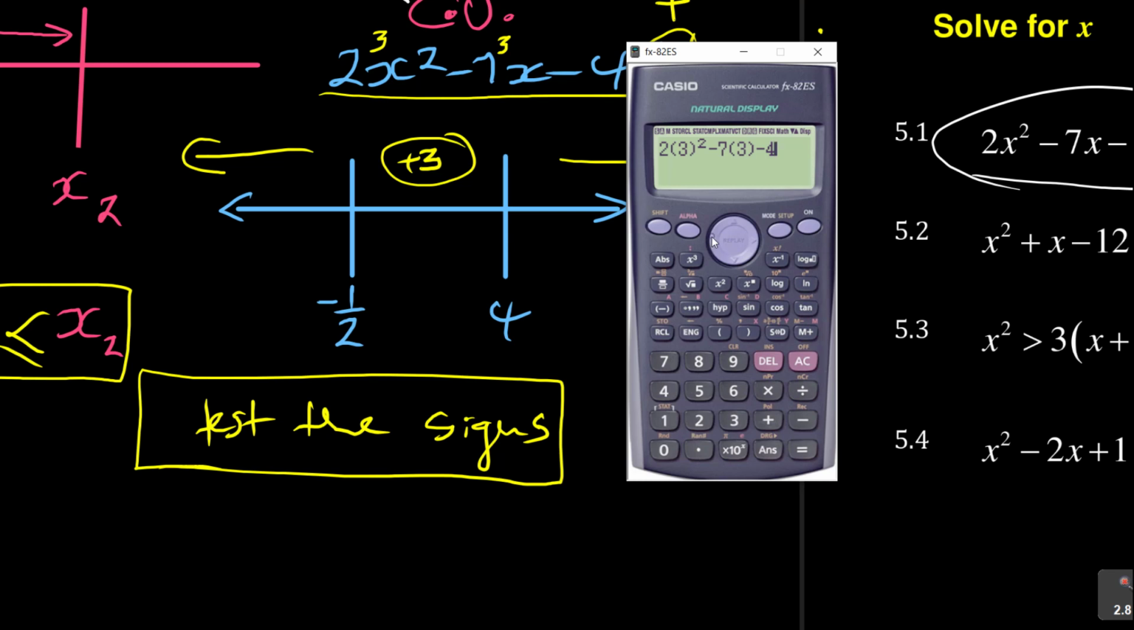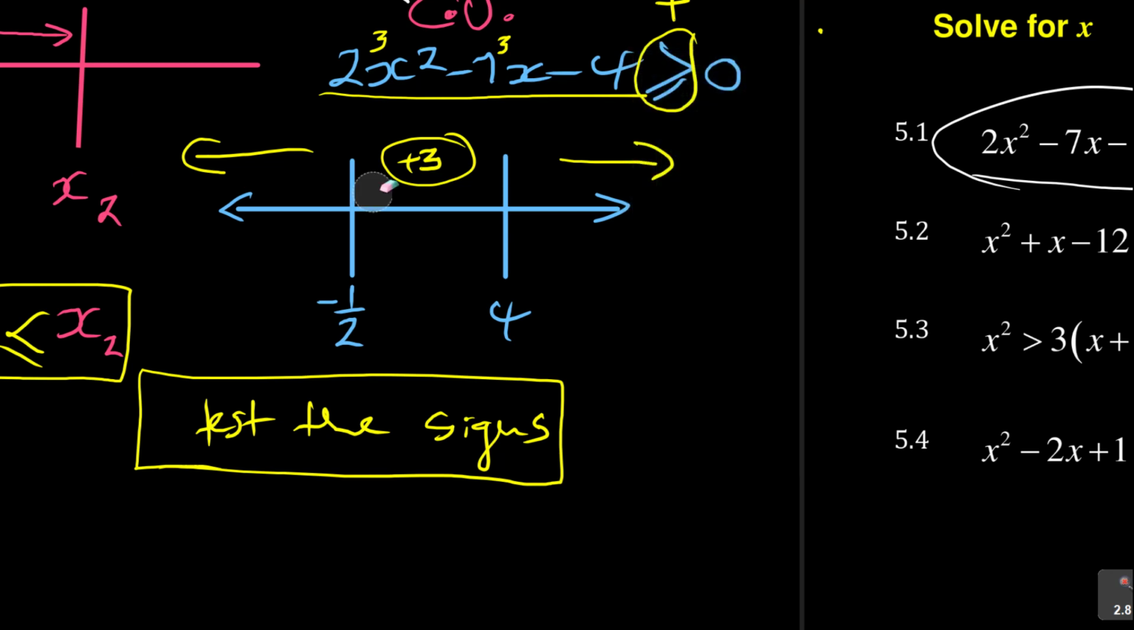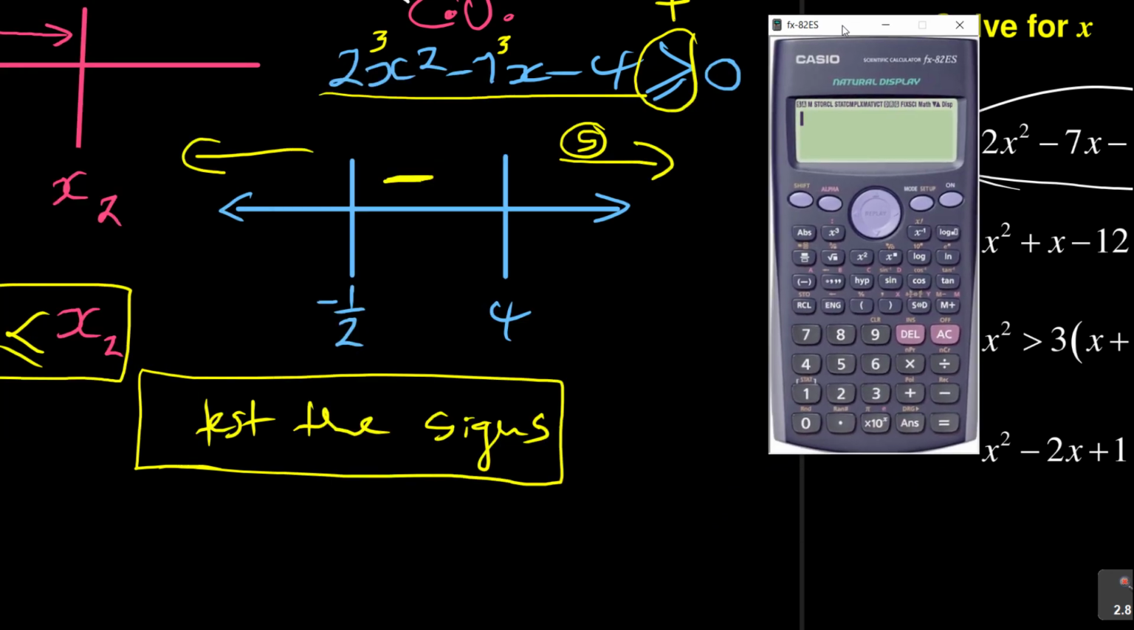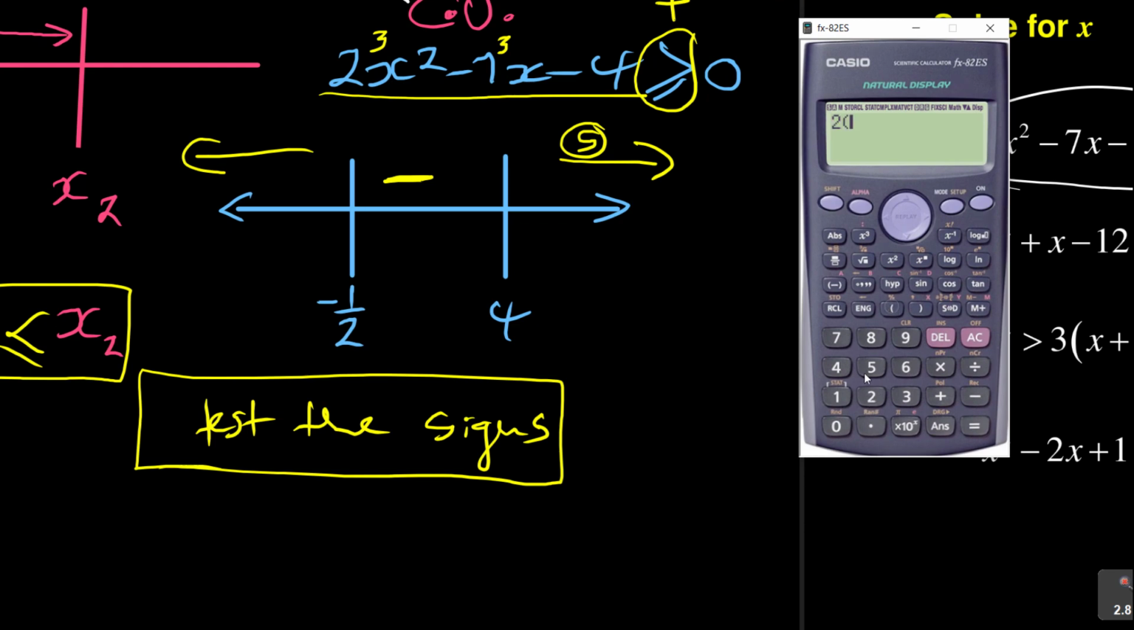You can try any number before 4. Let's try 2. It doesn't matter what you do, as long as the number is between negative half and 4, it will always give you what? A negative. So I know here I'm getting a negative sign. You choose a number after 4, let's say 5, for example. You do the same thing. Take a calculator, put a 5 here to say 2 bracket 5 squared minus 7 bracket 5 and then minus 4. What am I getting? I'm getting 11.